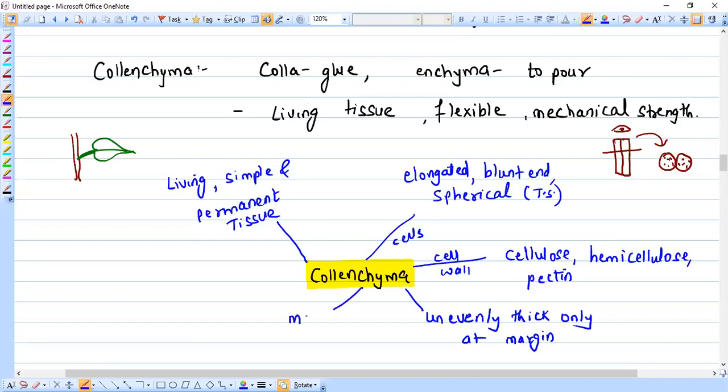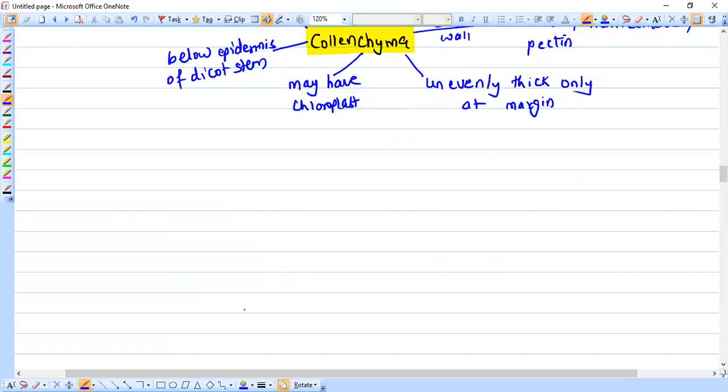The collenchyma may have chloroplast. If it has chloroplast, it will do the function of photosynthesis. And most important, it is found below the epidermis of the dicot stem. So below the epidermis of the dicot stem, you are going to get the collenchyma. So let's understand collenchyma with a diagram. That will be easier.